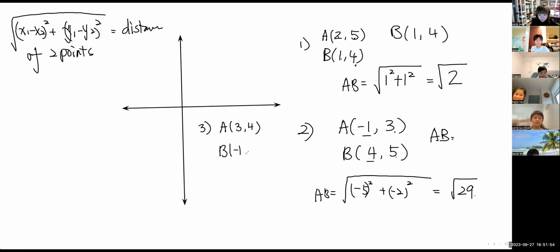Okay, next one. A is (3, 4) and B is (-1, -3). Okay, everybody calculate the distance of AB.